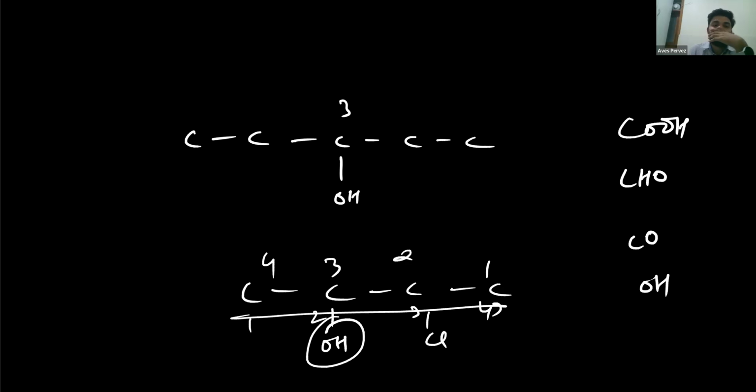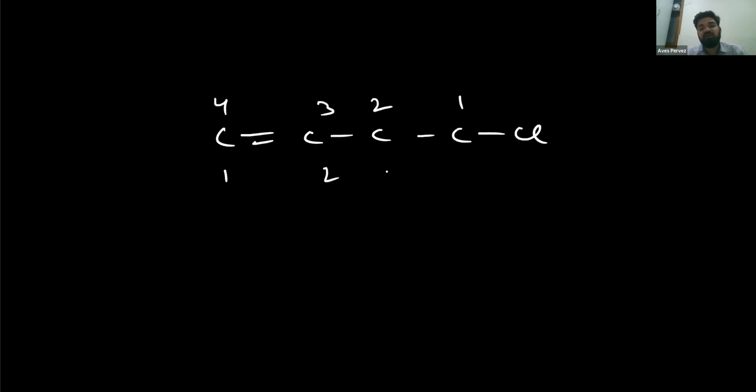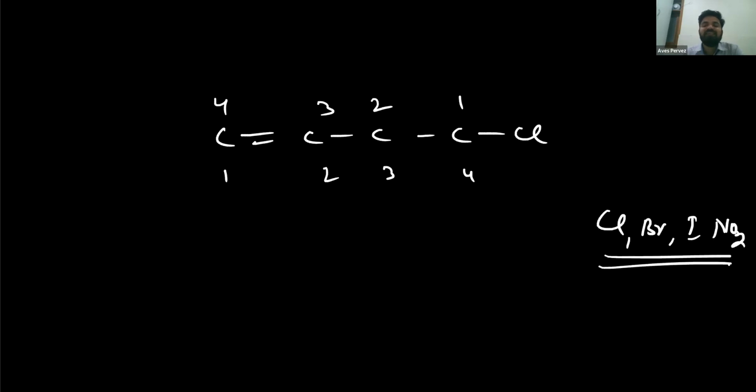Next, if we have a double bond and a triple bond like this, and another we have a chlorine atom here. Let's suppose if I number it like this, 1, 2, 3, 4, and if I do it the other way, 1, 2, 3, 4. So the preference will be given to the double bond. After the main function group, preference will be given to the double bond and triple bond. Then chloro, bromo, iodo, and nitro. These are the least; their preference is none.